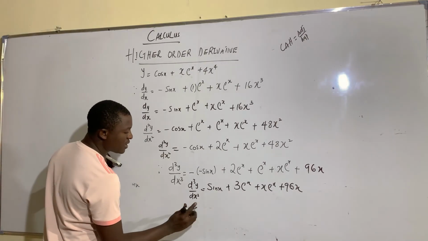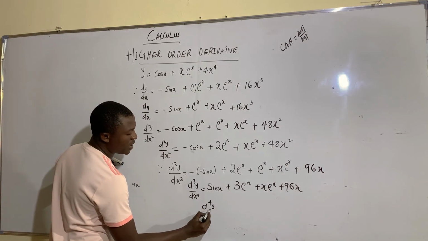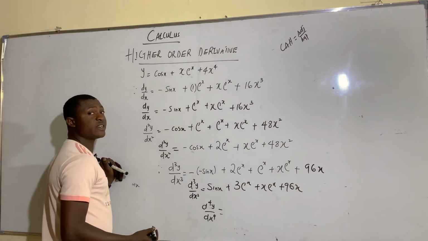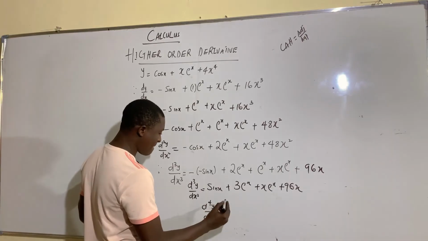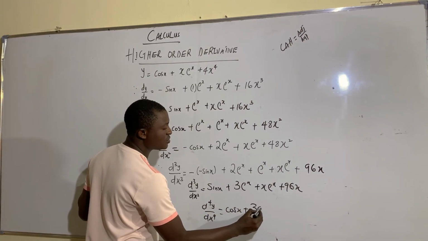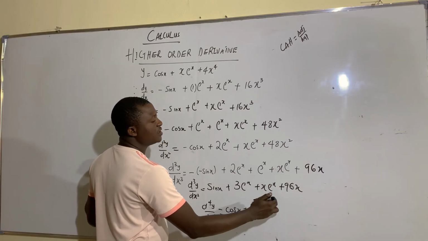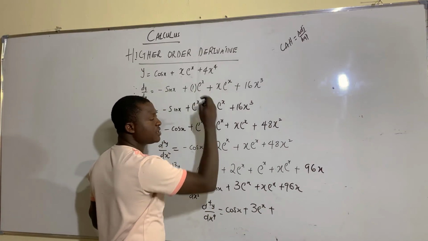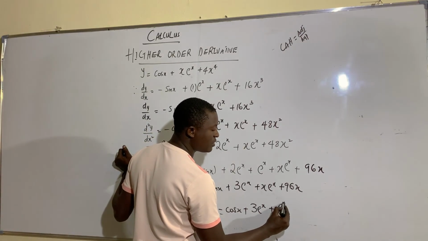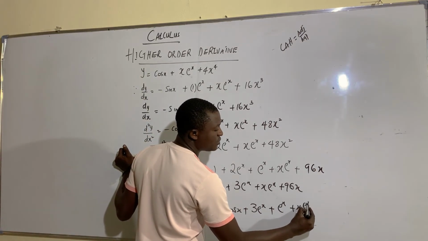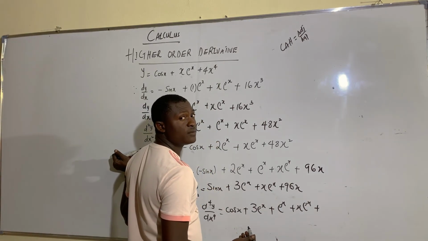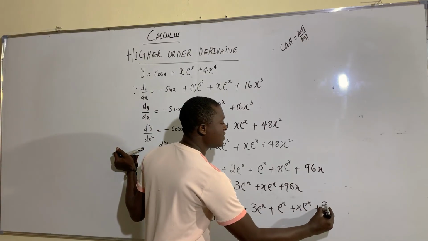So that means here we have d fourth y over dx fourth is equal to differential of sine x. What are we going to have? Yeah, we are going to have cos x. Differential of this, I will still have the same result, 3 e to the power of x. Then differential of x, just like the way we treated it earlier, keep one as a constant, differentiate the other one. So we have e to the power of x plus x e to the power of x, then plus differential of 96x. What are we going to have? Yeah, we are going to have 96.